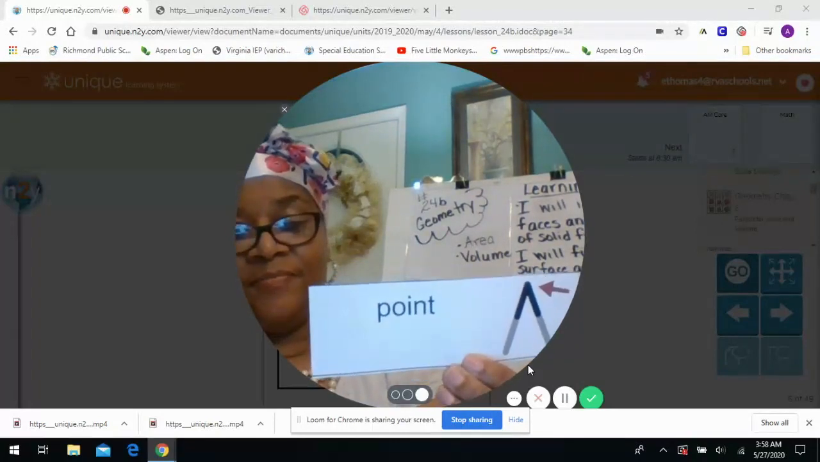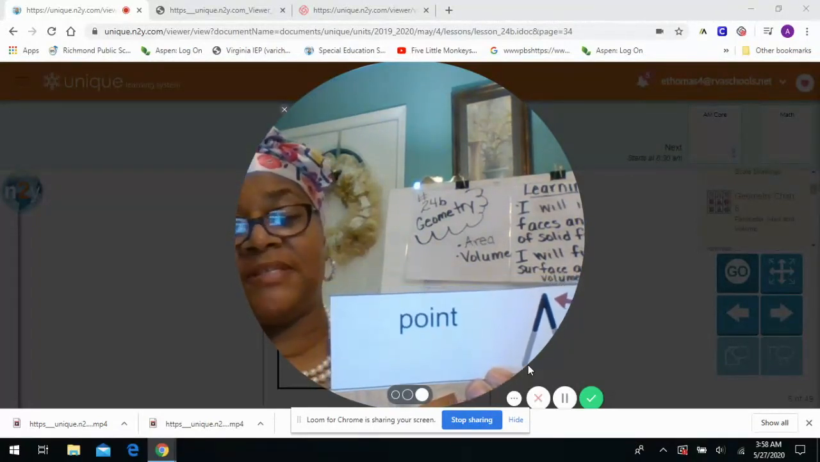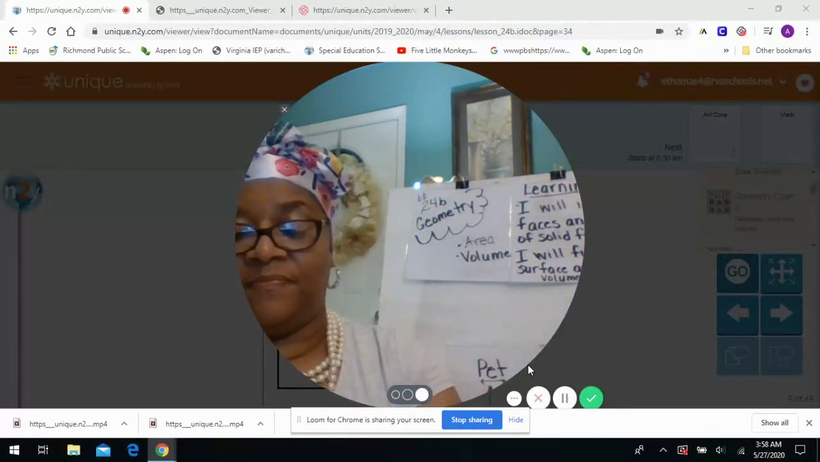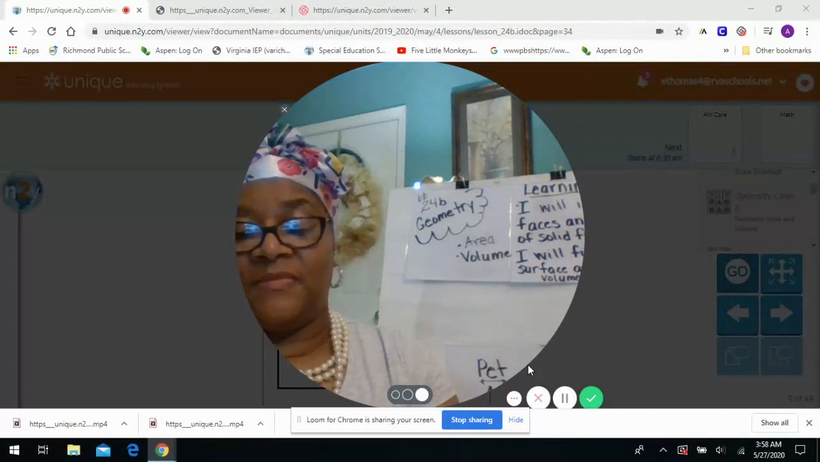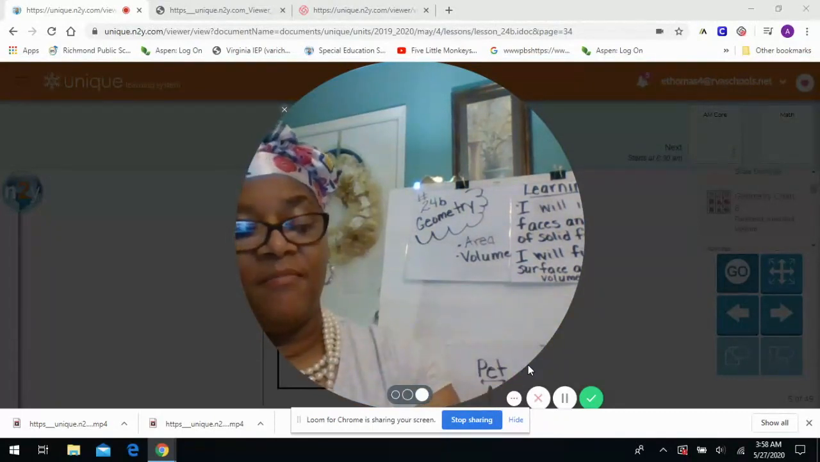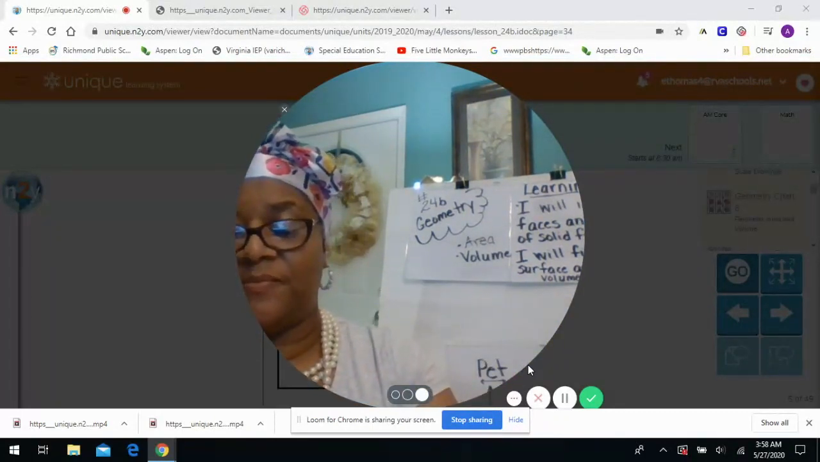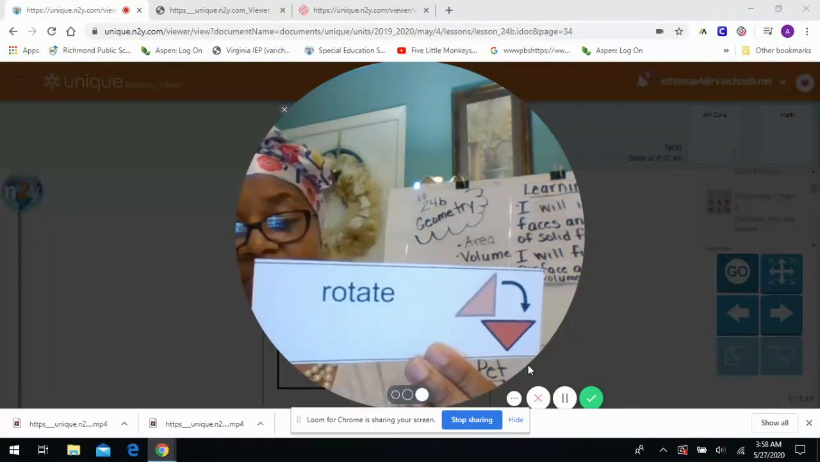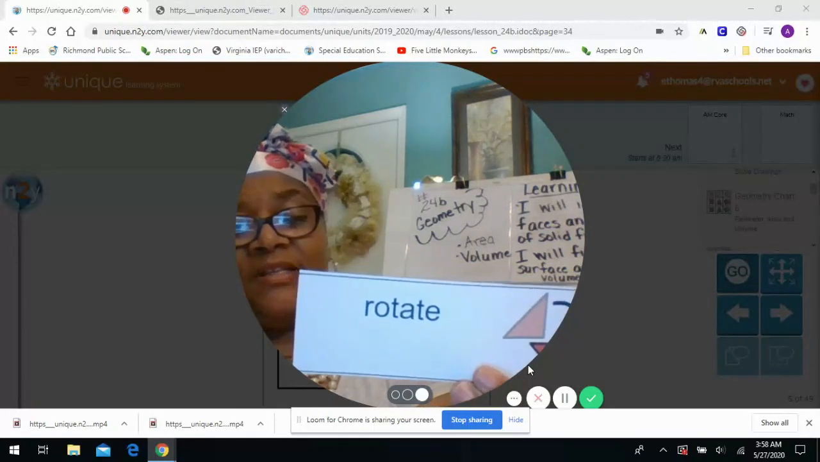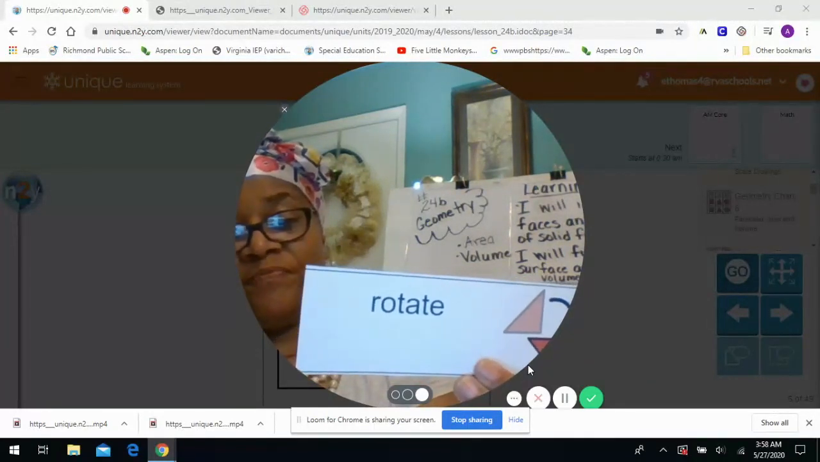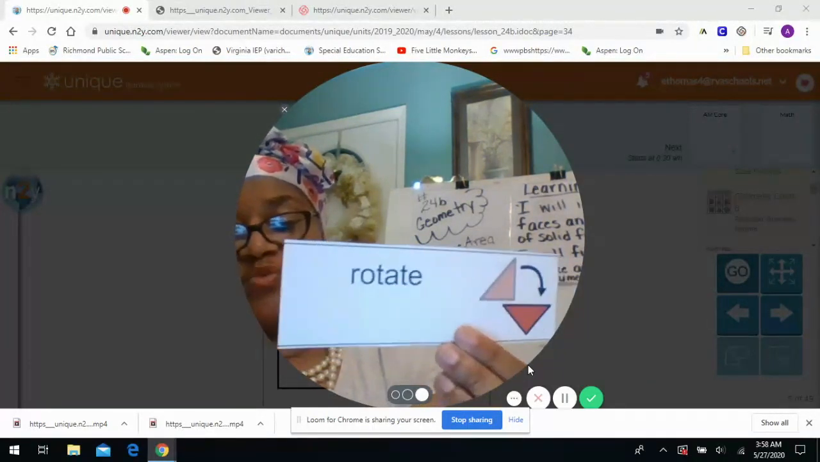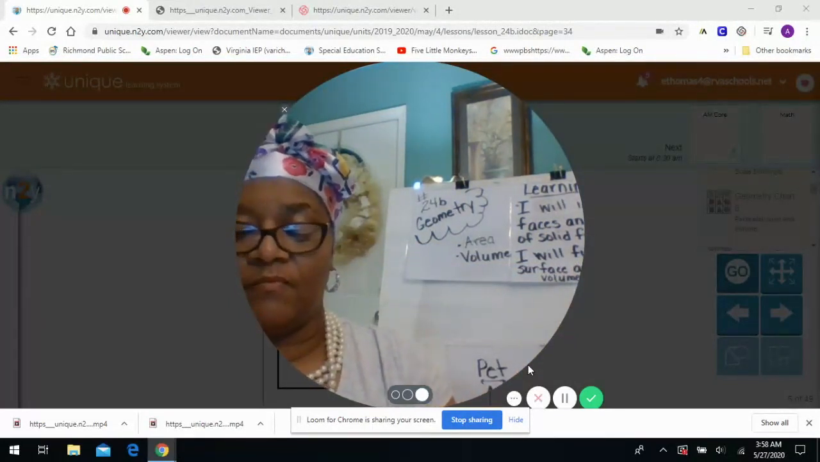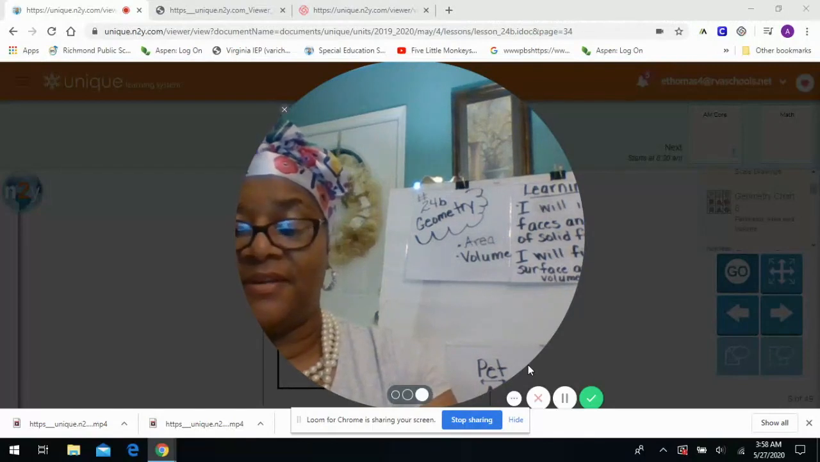Point. I mean a precise point where two ends meet. The circumference is when you measure around something. Here's another example of turn or flip and slide. Turn about on this axis. That's to rotate or turn. Okay.